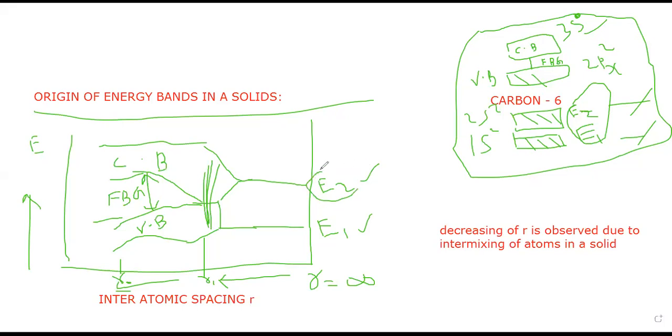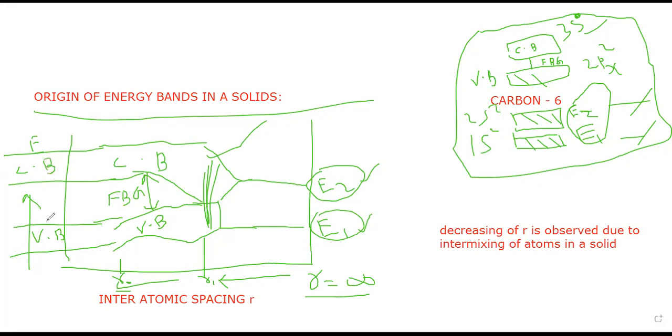E1 and E2 are isolated energies in a solid at infinite interatomic spacing. A large number of energies come close to each other and form the energy band at R1. Next, these energy bands are again split into the valence band and conduction band, with some forbidden energy gap Eg.